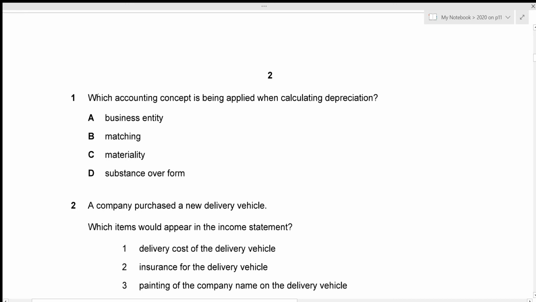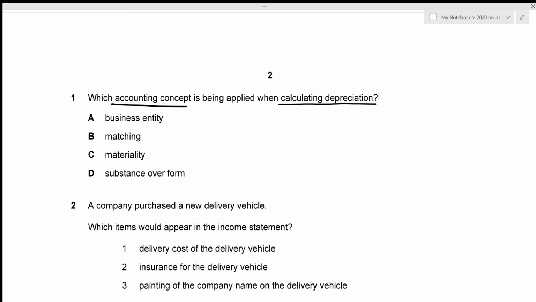For the first question, we need to figure out which accounting concept is being applied when calculating depreciation. So we calculate depreciation under two accounting concepts. The very first one would be the matching concept, which states that business should record expenses alongside revenues earned. We know that we record revenues in order to figure out the profit, right? And in order to generate those revenues, the business's non-current assets were also used. So in order to show that use of non-current assets, we calculate the depreciation and record it as a non-cash expense in order to figure out the profit.